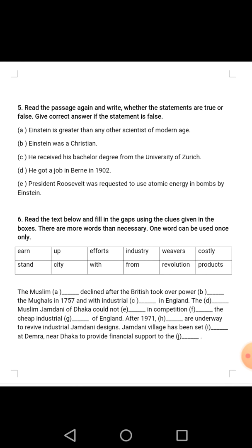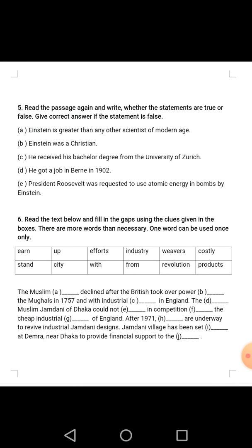The Muslim industry. The answer is industry. The Muslim industry declined after the British took over power from the Mughals in 1757 and with industrial revolution in England. The costly Muslim Jamdani of Dhaka could not stand in competition with the cheap industrial products of England.